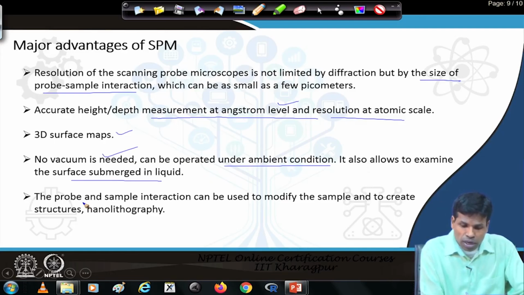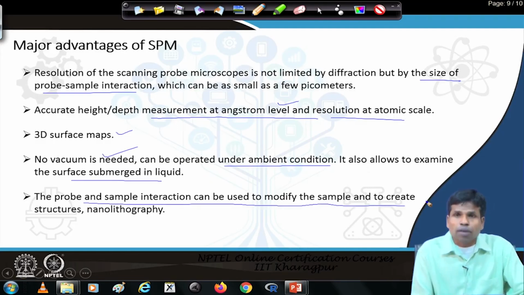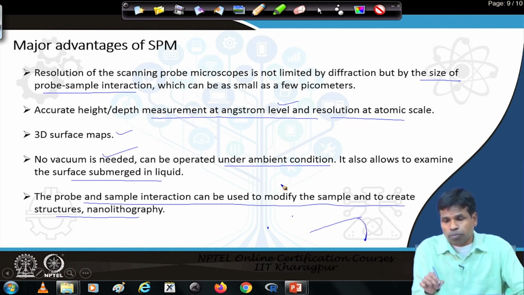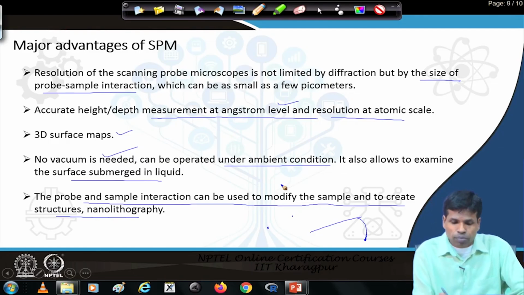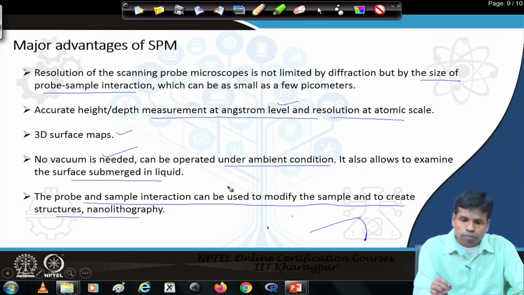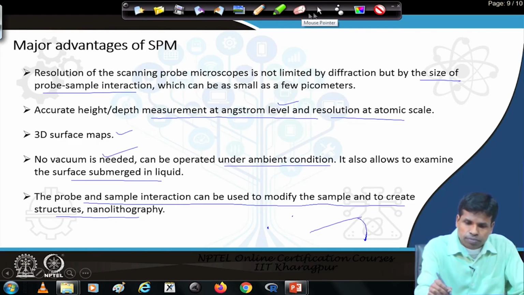The probe-sample interaction can be used to modify the sample. We can modify the sample and create structures, and we can do nanolithography. We can make one atom sit in one place, another atom sit in another place. If we have nanowires, we can go and touch the nanowires with the probe tip and bend, tune, or turn them. This kind of manipulation can be done by scanning probe microscopic techniques.